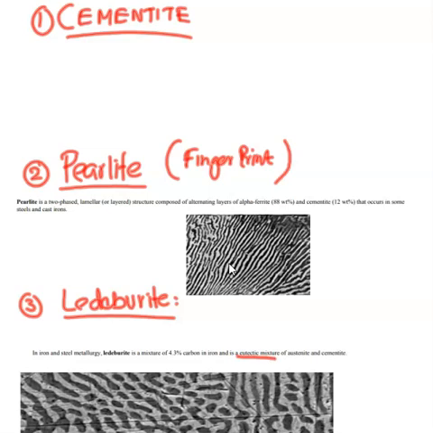Here, if you look, you can see the white lines and the black lines. The white lines are the ferrite. The black lines are the cementite. Cementite is very hard, very brittle. On the other side, ferrite is very soft. Pearlite contains around 88% ferrite, so a lot of soft phase, and a little bit, 12%, of cementite. That's the composition of pearlite.